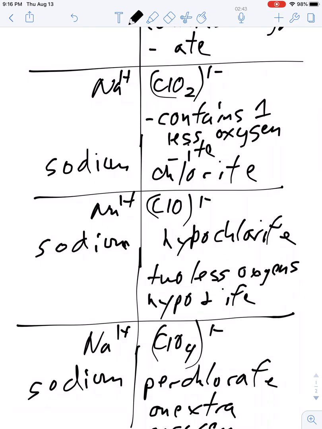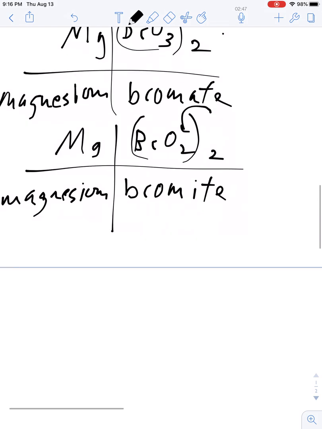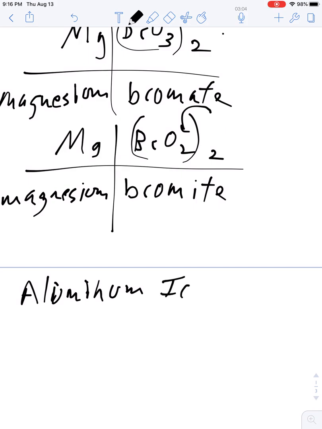Okay. Let's try going the other way, from name to formula. So suppose you had this one: aluminum iodate. Okay. The ending tells me it's going to have 3 oxygens.